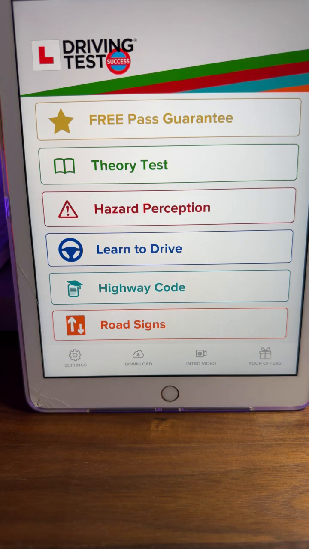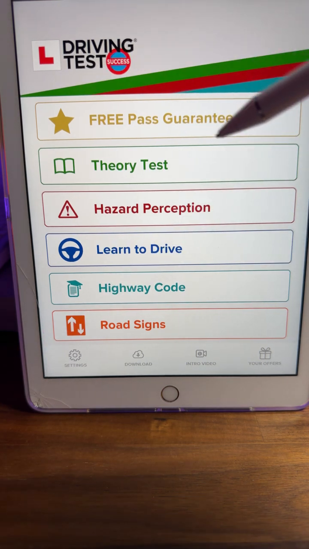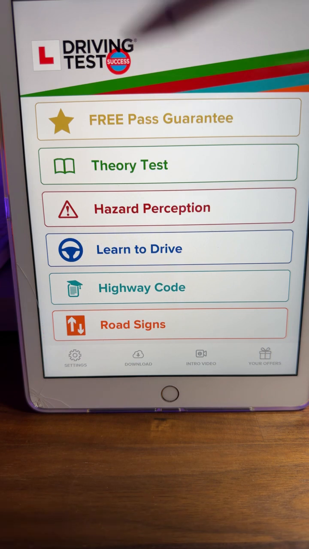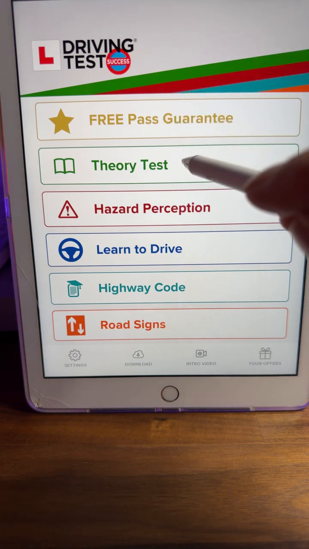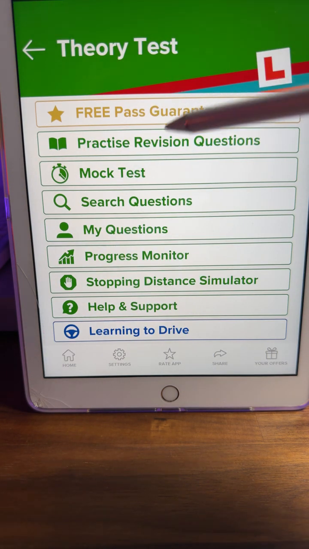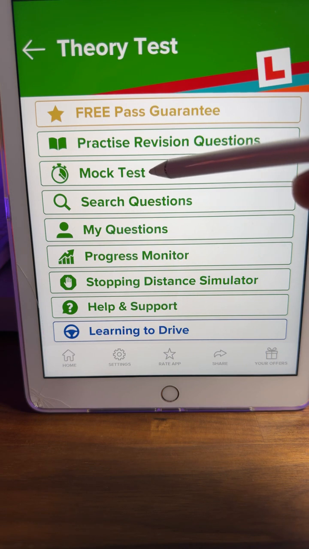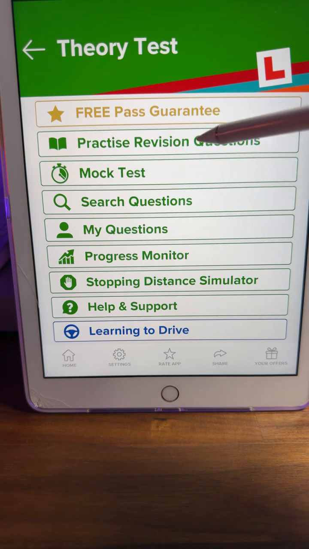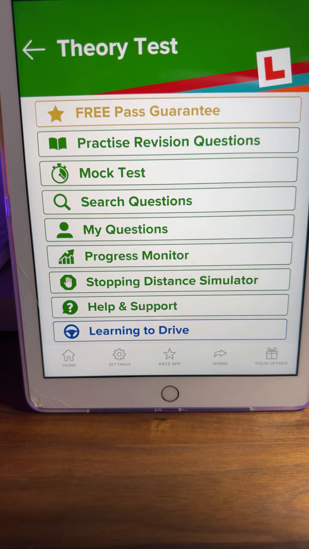So we're going to do this theory test today. And as always, hopefully you've seen the other theory tests on my YouTube channel. If you haven't, look in the live section after this is finished and check all those other videos out as well. Now, we can either do the 50 question mock test, or we'll do the practice revision questions, and we can choose each category that we want.